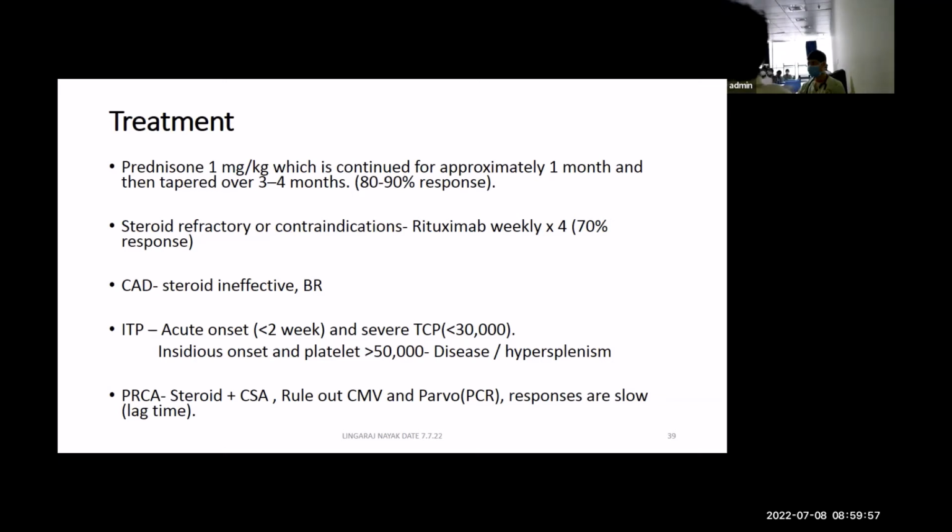But important to know about PRCA is that they don't respond as fast as we see in AIHA. Their treatment is slow. There is a lag time in the way they respond, right? So we have to have patience when treating this group of patients.